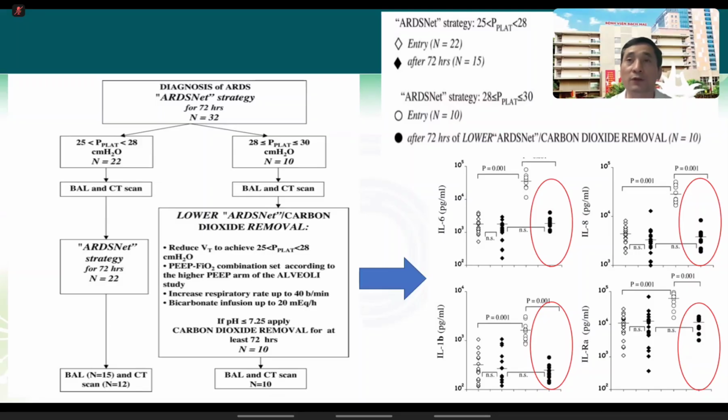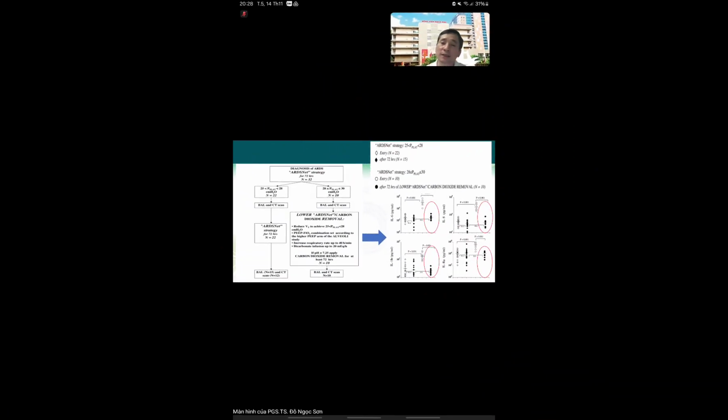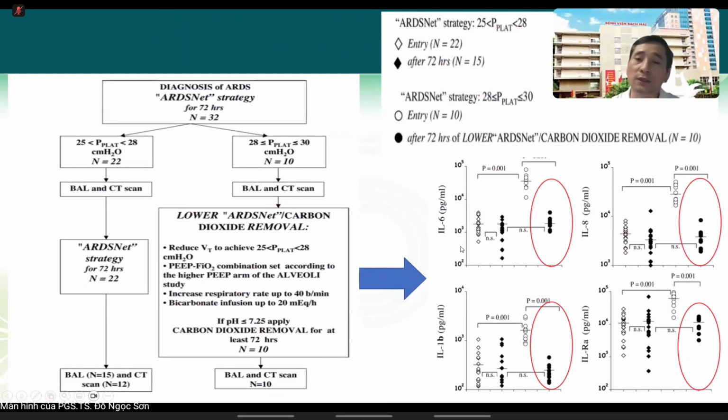We are very familiar with ventilator-induced lung injury, or VILI. VILI means that when you ventilate a patient with high positive pressure, you see a lot of biomarkers and a lot of cytokines released from the lungs. These cytokines can be seen in ARDS patients, like interleukin-6, interleukin-1B, interleukin-8. So this is a group of patients, and we see the level of these markers.